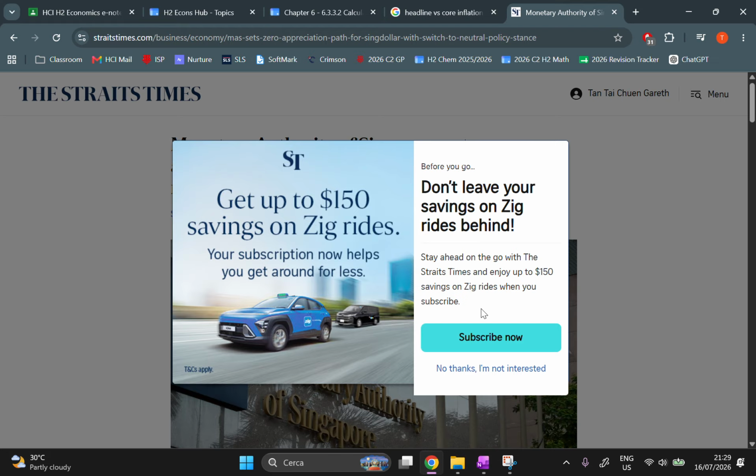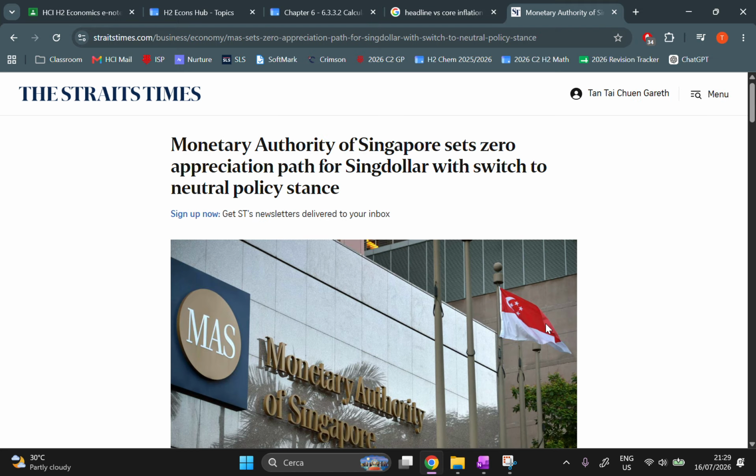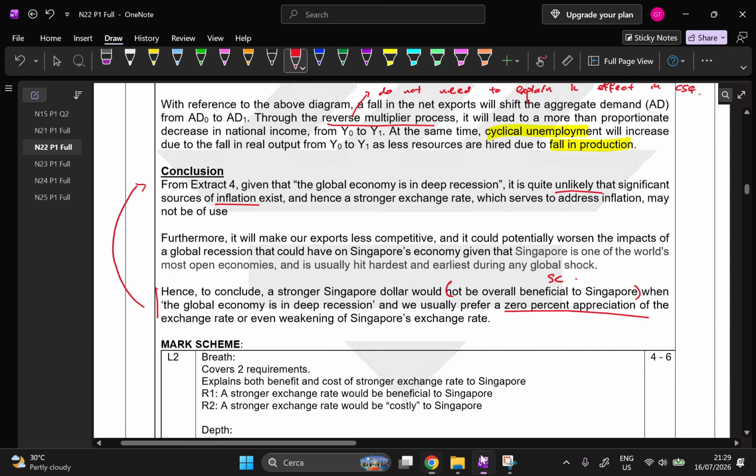So Singapore has done 0% appreciation more recently. Currently the global economy is not in recession because of Trump being Trump. It's just that there have been inflationary pressures worldwide. As a result, sometimes the external demand for Singapore's goods and services is decreasing. That's why we are concerned that our AD is decreasing. We might be at risk of experiencing a slowdown in actual growth because of the Middle East problems. But the global economy was not properly in a recession.